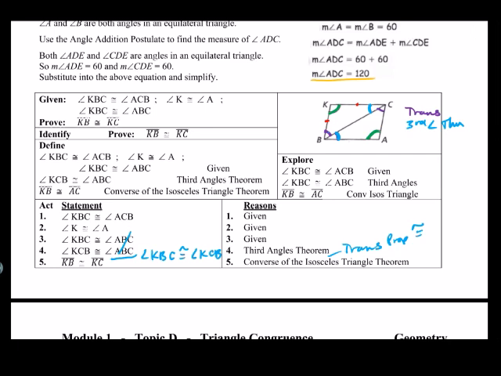But you can see how defining and exploring and labeling your diagrams is going to make all of the difference. Let's go enjoy doing some more side angle side proofs, now with the added fun of isosceles triangles.